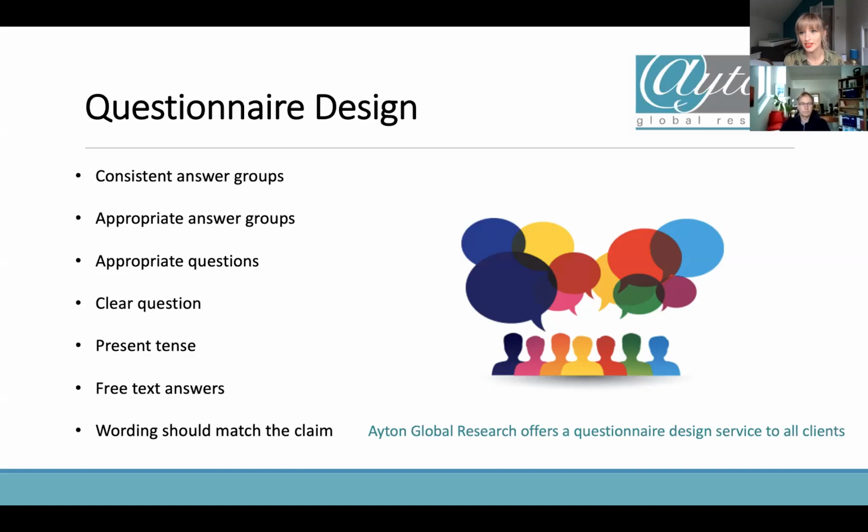Always have appropriate answer groups. You need to make sure that your participants can answer your question. It's quite straightforward. Questions should also be appropriate. So obviously focus on what you're actually trying to research. Don't go off-piste again. The question should always be clear, really straightforward.